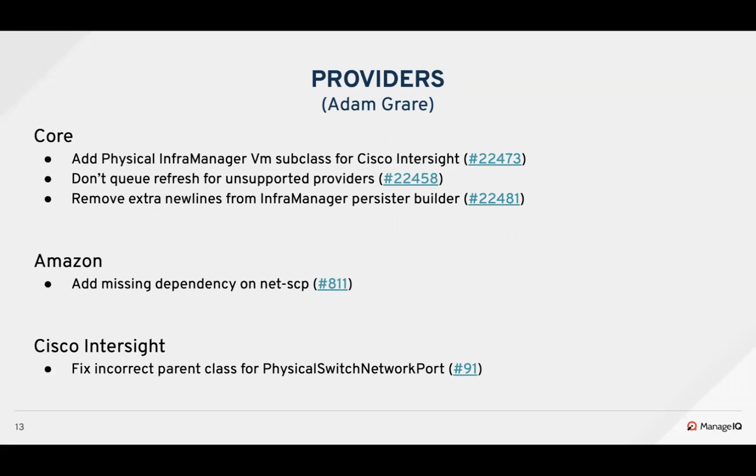Thanks, Jason. So this sprint in core, we fixed an issue with the Cisco Intersite provider not subclassing an existing manager VM subclass. So with part of Joe's Zeit work PRs, he found that we were inheriting from a class that didn't exist in core. So we added the physical infra manager VM subclass. This was kind of half working because it was just defaulting to the base VM subclass, but it's much better to have the explicit class if it's being inherited. So we got that fixed up.